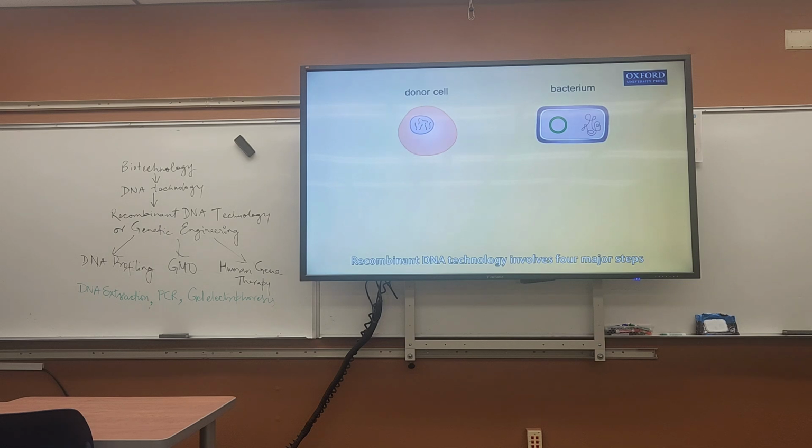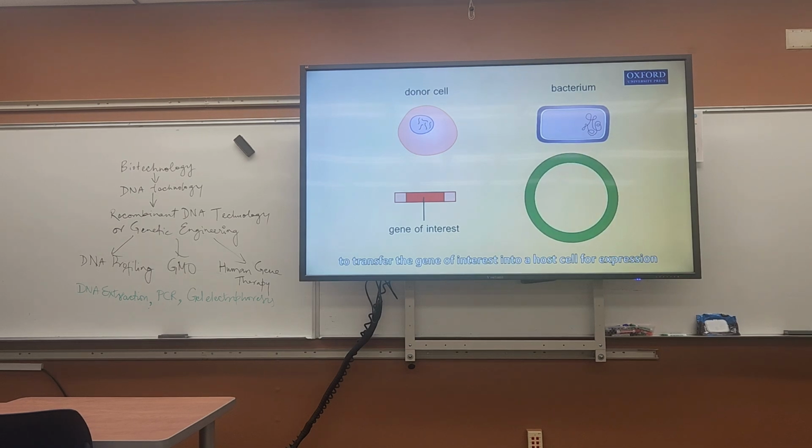Recombinant DNA technology involves 4 major steps. Firstly, a DNA fragment containing the gene of interest is obtained from a donor cell. Secondly, a suitable plasmid is obtained from a bacterium. Plasmids are commonly used as vectors to transfer the gene of interest into a host cell for expression.